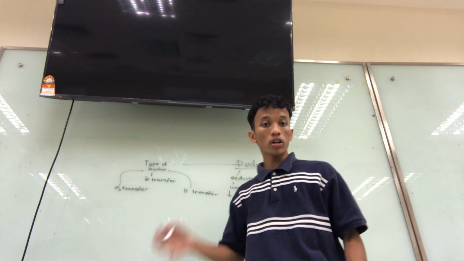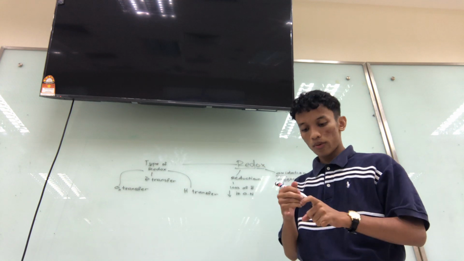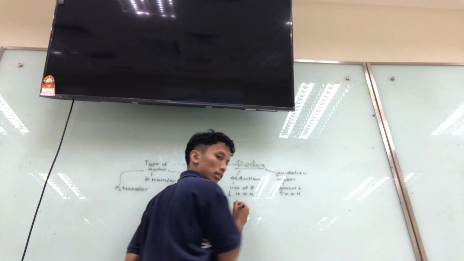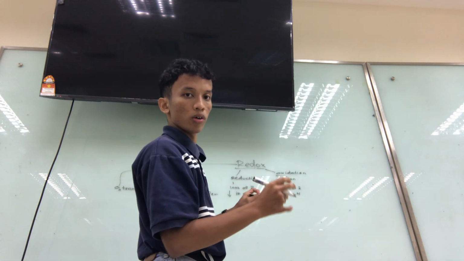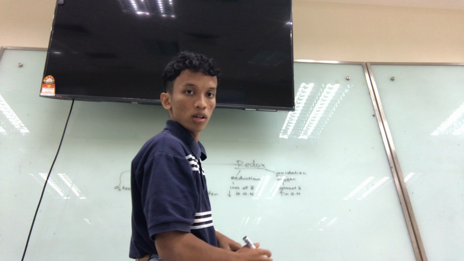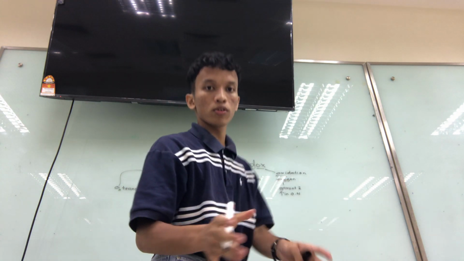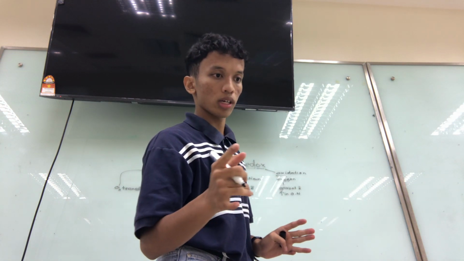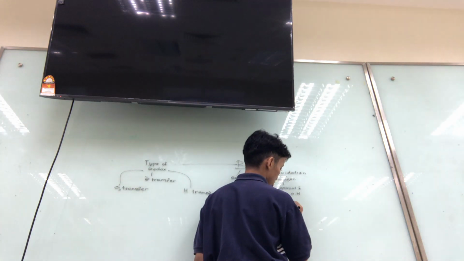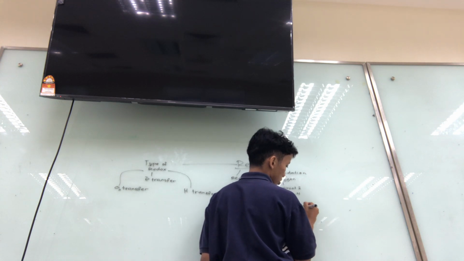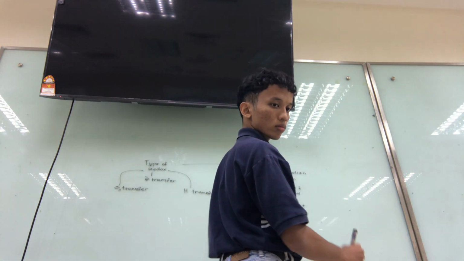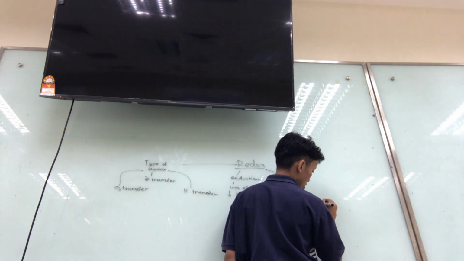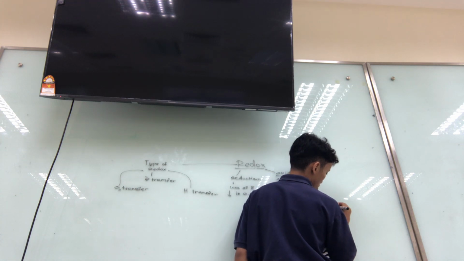Okay, before I move on, I will give you one easy example for both of these kinds of reaction. Firstly, I'm going to give you the reaction for oxidation reaction, which is zinc solid becomes zinc ion plus 2 electron.